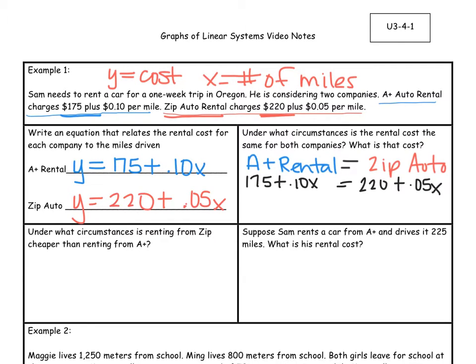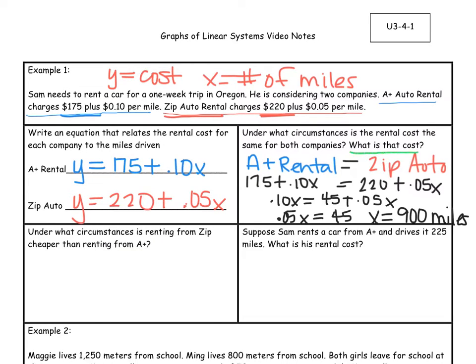So if we subtract 175 from each side, we get 0.10x equals 45 plus 0.5x. Subtract 0.5x from each side, we get 0.5x equals 45. Solve for x, and we get x equals 900. And since x is measuring the miles, x is equal to 900 miles. So at 900 miles, A Plus Auto Rental costs the same as Zip Auto Rental.